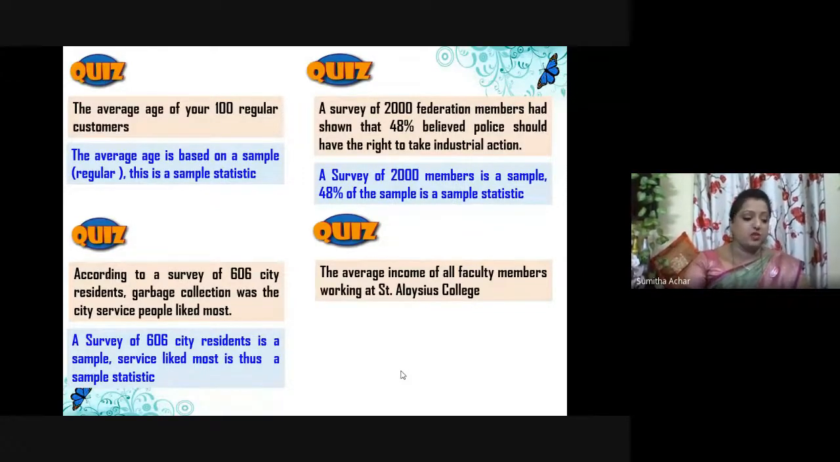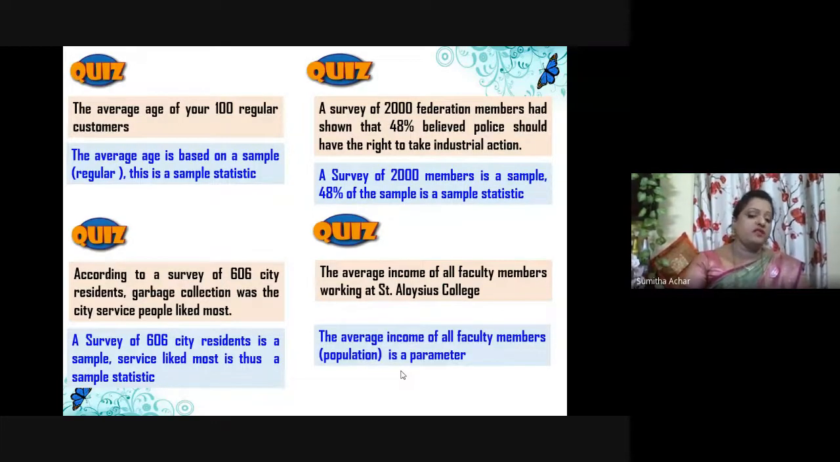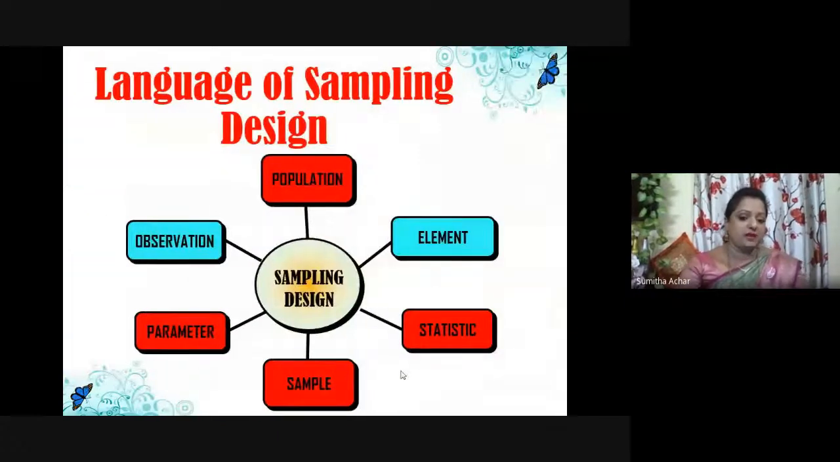Yes, population. Why is it a population? Because I'm talking about all the faculty members, right? Because there is some defined population, there is some defined sampling frame, and we have the average income as the parameter which can be studied. So this is how the concept of population, parameter, sample, statistics can be understood.